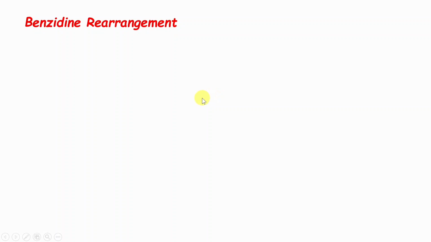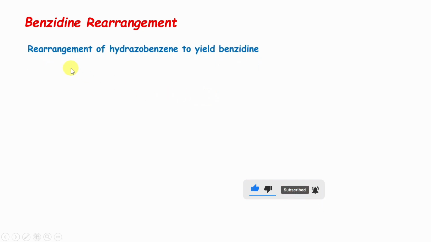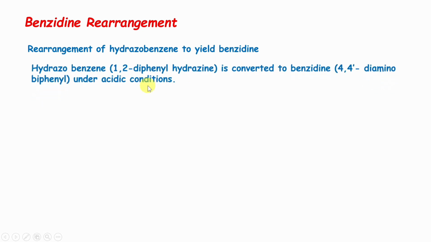Hello friends, in this video I will discuss one of the important organic molecular rearrangements called benzidine rearrangement. You know what is benzidine rearrangement? It is actually the rearrangement of hydrazobenzene to yield benzidine. You know hydrazobenzene is nothing but 1,2-diphenyl hydrazine. It is the derivative of hydrazine, 1,2-diphenyl hydrazine, which is converted to benzidine.